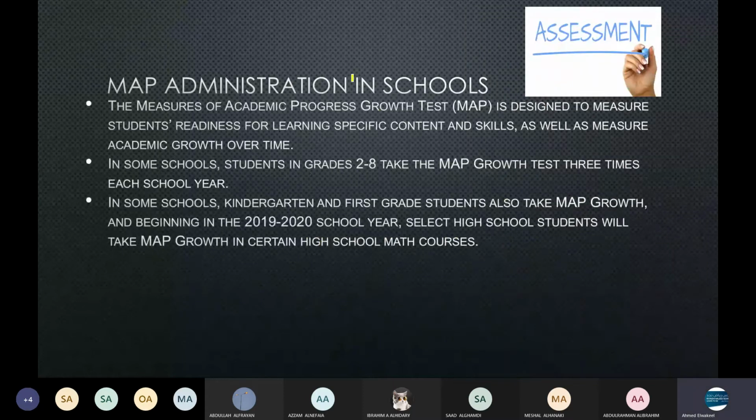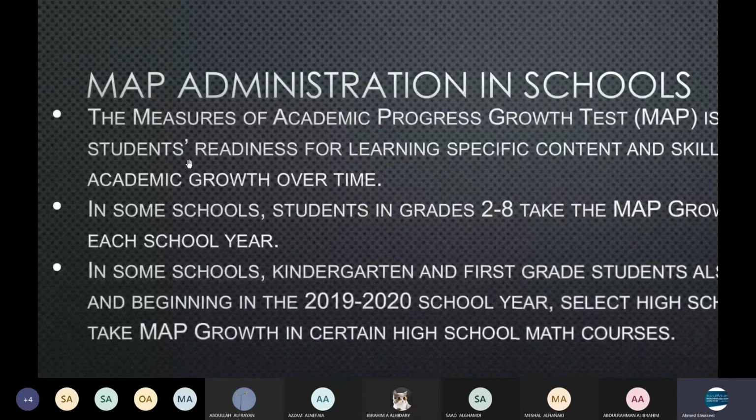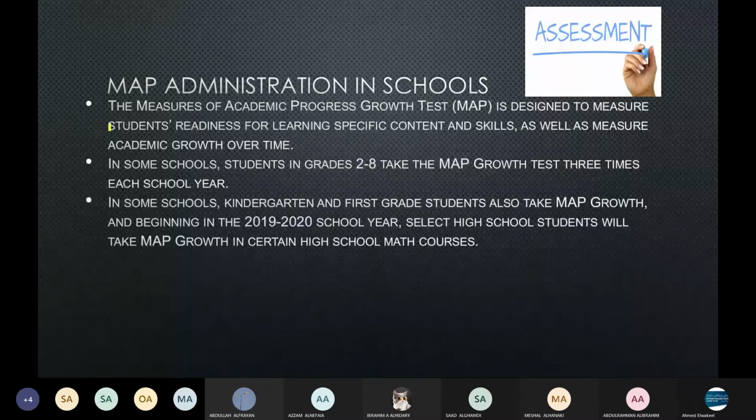And this plan must be followed so that we can achieve the growth value. For MAP administration in a school, the measurement of the academic progress growth test, okay, is designed to measure the students' readiness for learning specific content and skills. So, for example, you have been learning about mathematics. So we need to know right now if you are ready to learn in the area of mathematics or not.